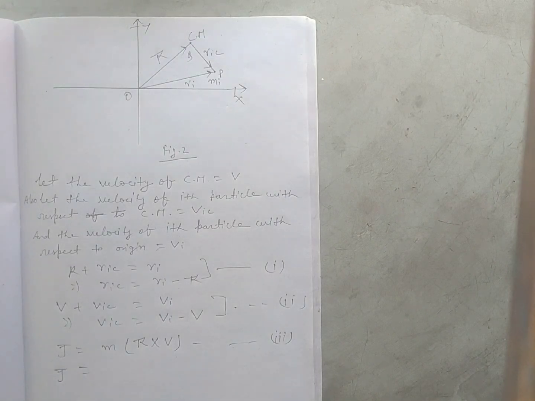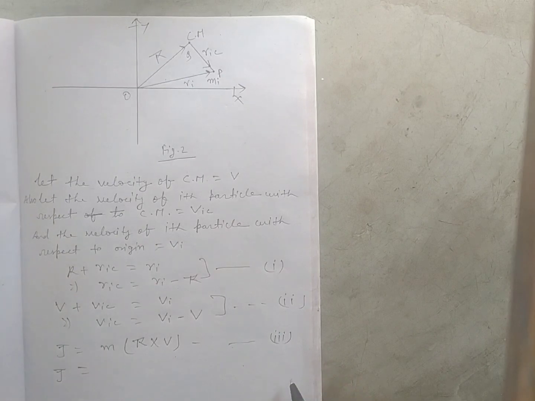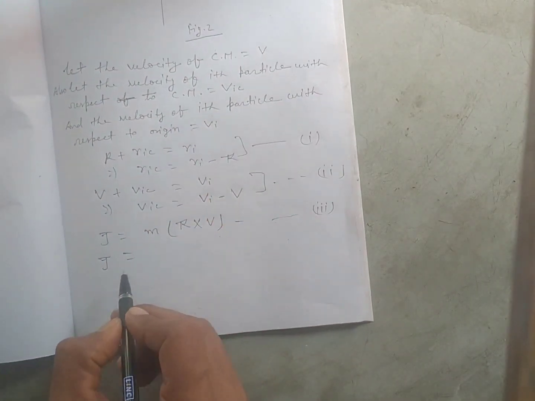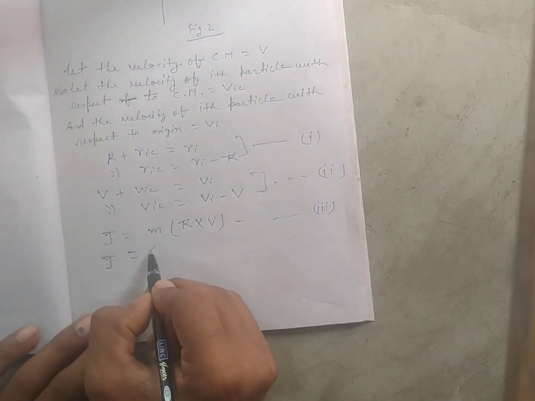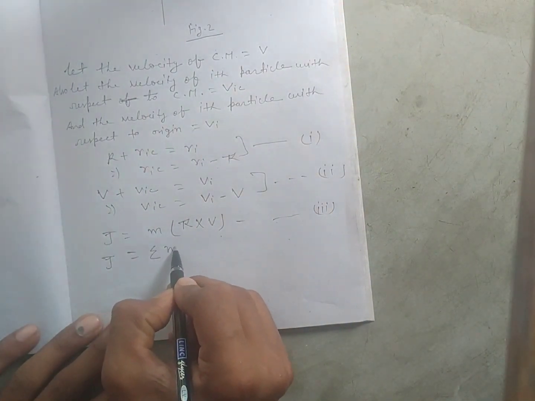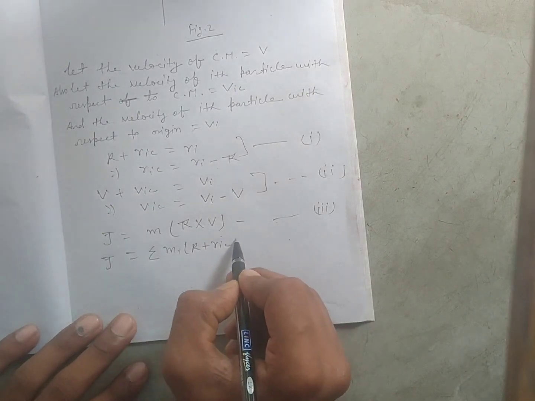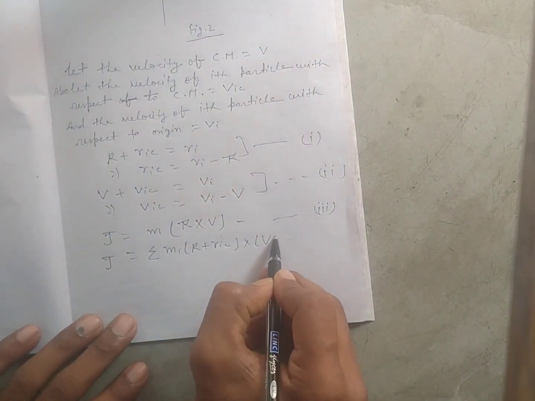We know that the angular momentum is given by the mass times the position vector of the particle with respect to the point about which we want to find the angular momentum, crossed with the velocity. So using equation 3, we can write the angular momentum of the system as J equals sigma. The sigma is here because this is a multi-particle system, and so we have to sum all the contributions from all the particles.